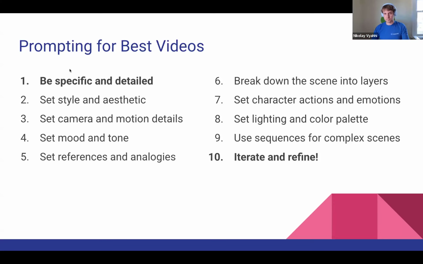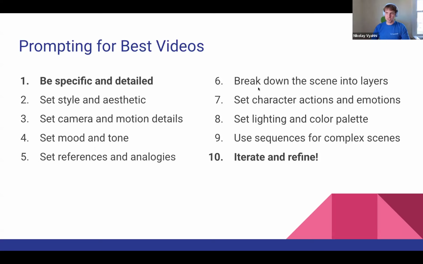So this first piece of advice is sometimes implemented at the tool level, like in Sora, but still it's beneficial for you to be more specific and detailed. Also, you can set style, aesthetic, camera motion details, mood, tone. You can provide some references and analogies. For example, I asked it to draw an elephant. I could specify what kind of elephant or what kind of trampoline, maybe the brand of trampoline and so on, so the AI model will understand better what I want.